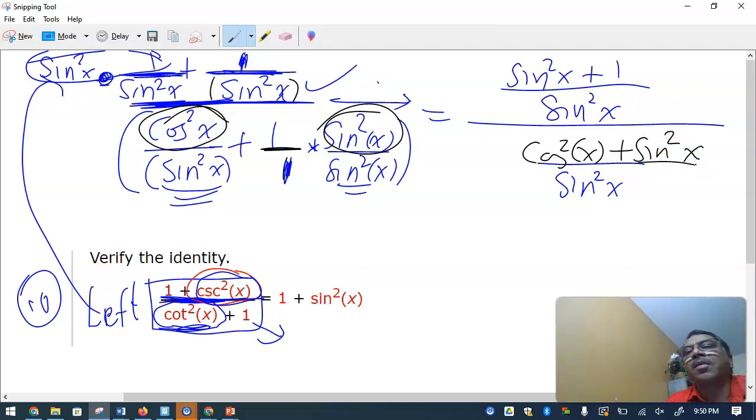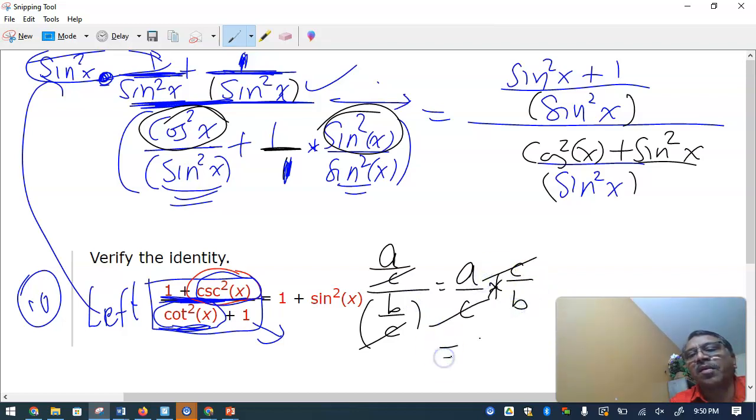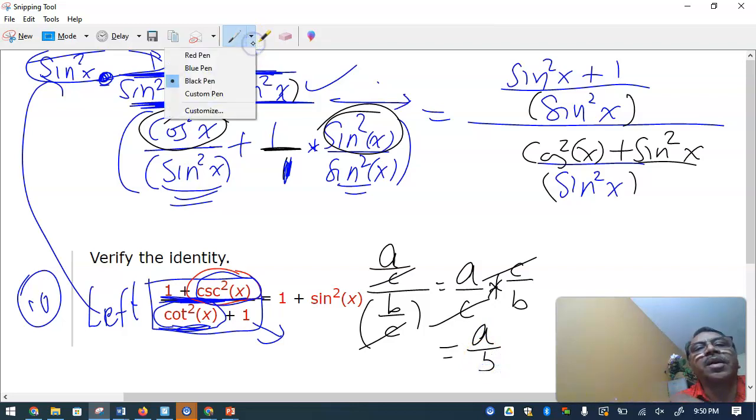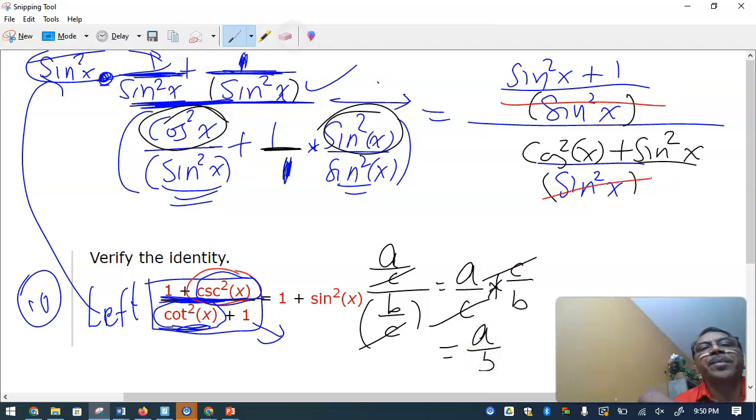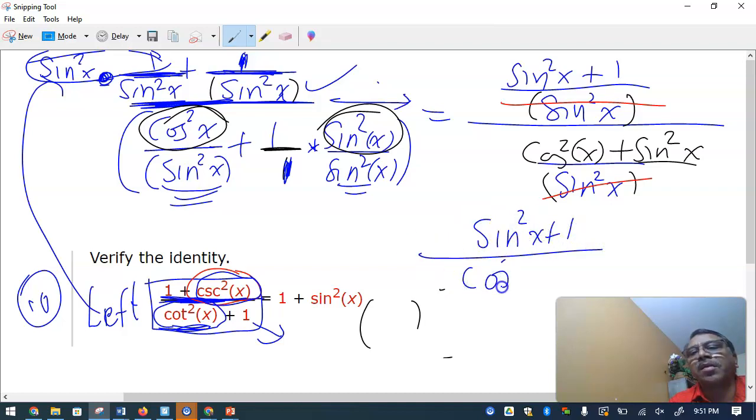Okay, and then you see this denominator and this denominator are the same. There's a trick you can use. If you have a over c and then b over c, you can just cross it out. That's because this is a over c, and keep change flip, so this b over c becomes c over b. Eventually that c crosses out, you get a over b. So in this example, we can directly cross out this and this. What I'm left with is sine square of x plus 1 up, and the down one is cosine square.